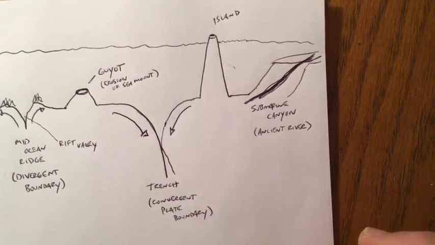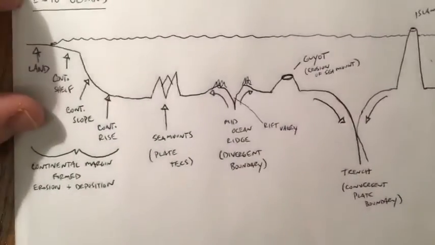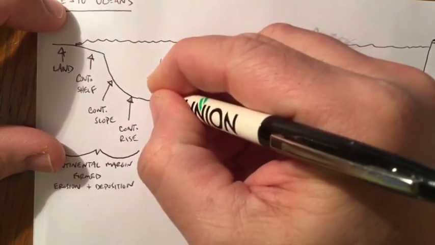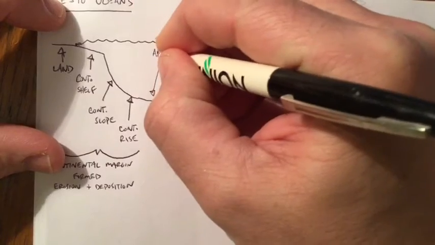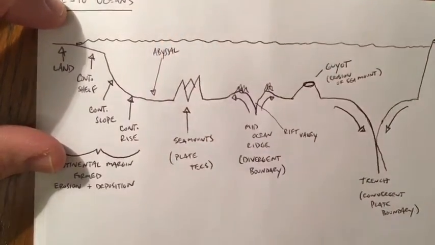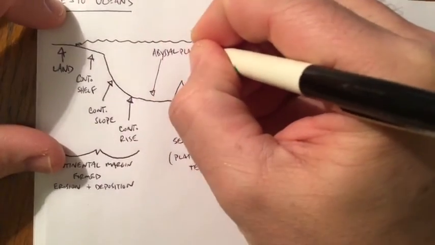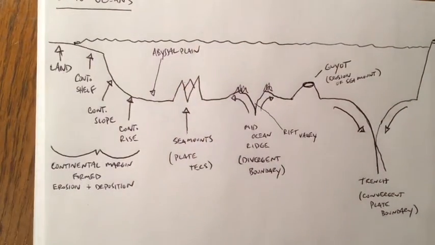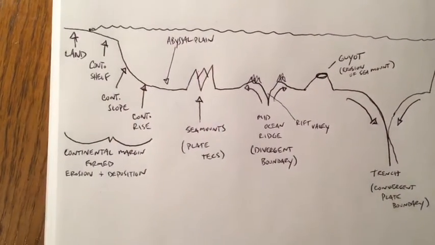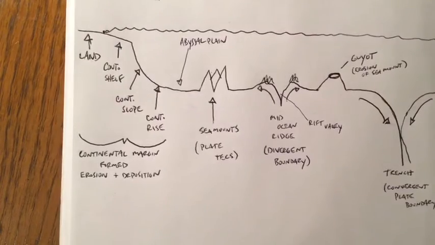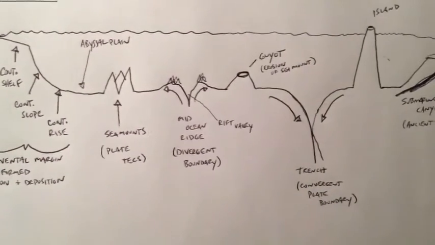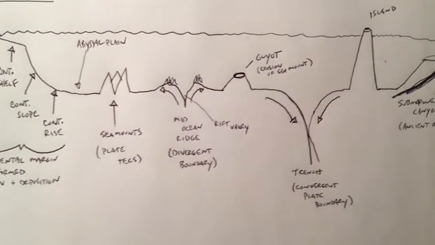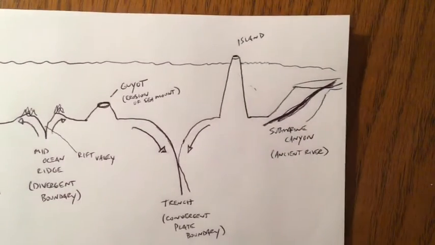There's one thing that I'm missing that I'm going to share with you. That is any flat part of the ocean floor is called the abyssal plain. So most of these features are either formed by erosion or plate tectonics or some combination of the two.